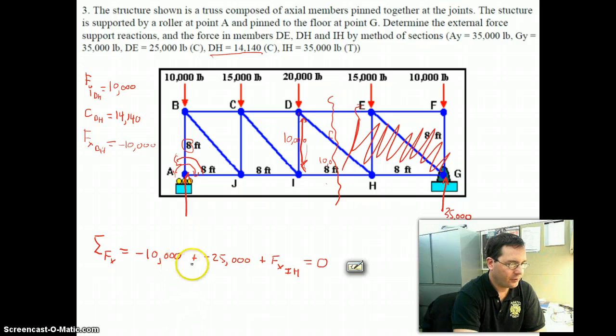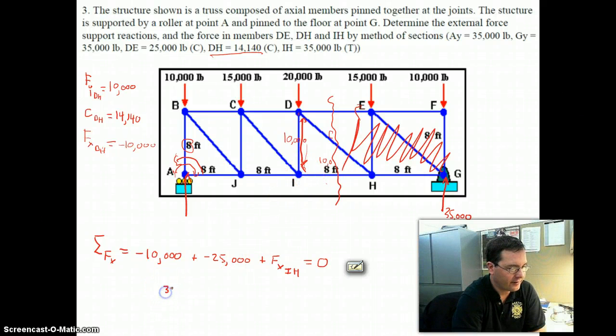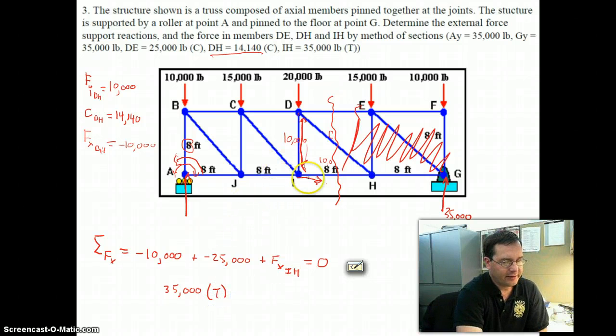So component IH has got to be developing a rightward pull of 35,000 pounds on point I. So the quantity is 35,000. Now, the question is, is that tension or compression? Well, if I'm pulling point I to the right here, clearly that has to be tension. So through all of that analysis, we were able to develop the forces in these three members: this IH here, this DH, and this DE.